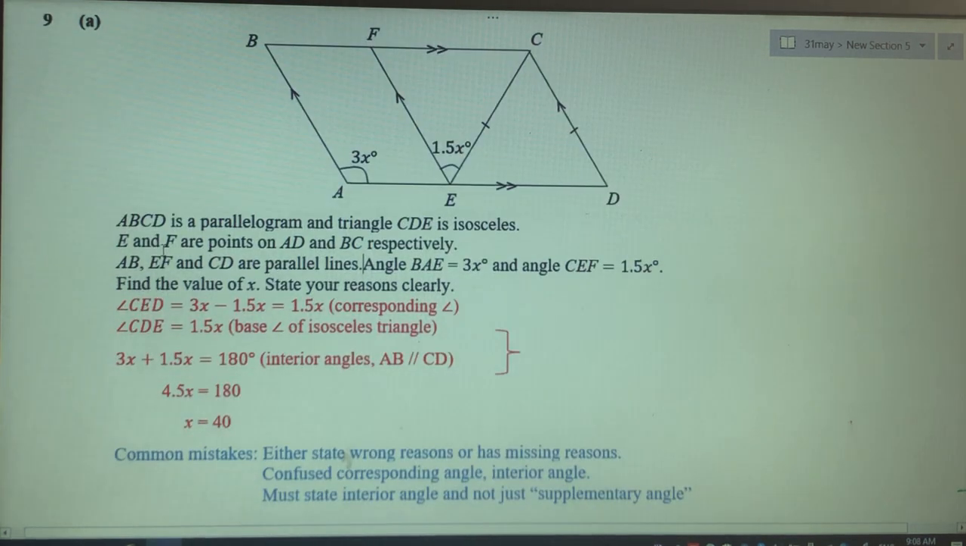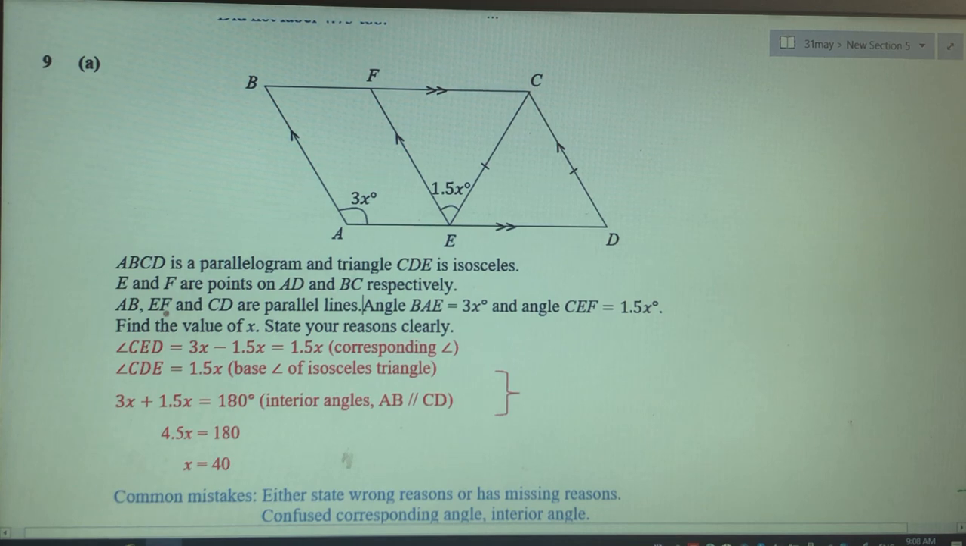Now next, this particular question. ABCD is a parallelogram. Look carefully, ABCD is a parallelogram. And then they show you all this already. Parallel, this length equals this length, this length equals this length. CDE is isosceles, they also label it for you already. Very nice. E and F are on AD and BC respectively. You just see, these are parallel lines. This is 3x, this is 1.5, whatever. So you're supposed to find the value of x.